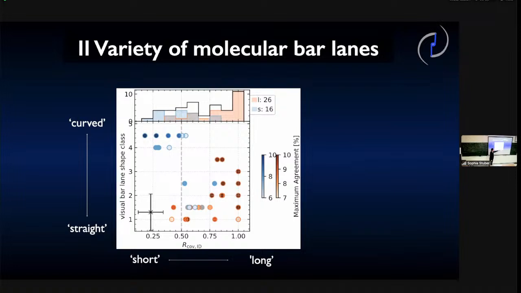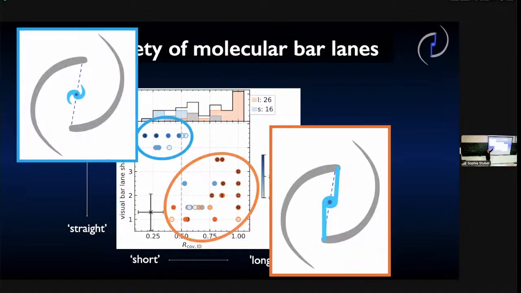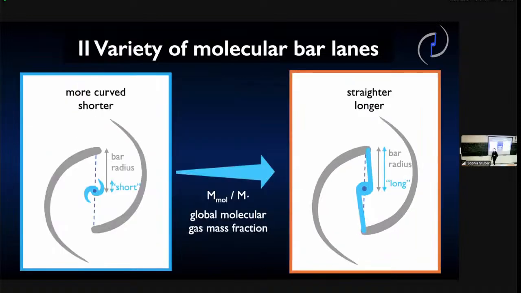So we have up here and down here, which basically tells us that bar lengths that are shorter tend to be more curved, and bar lengths that are longer in the molecular gas tend to be straighter. We also checked for other correlations, and we found that this is also correlated with the global molecular gas mass fraction, the more molecular gas that is globally available, though we only found a very, very weak correlation here. But of course, we're also only looking at less than 20 galaxies here. So the statistic is also not in our favor.